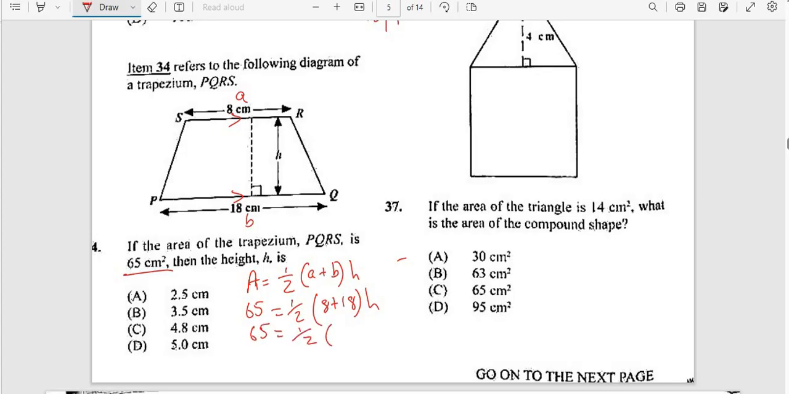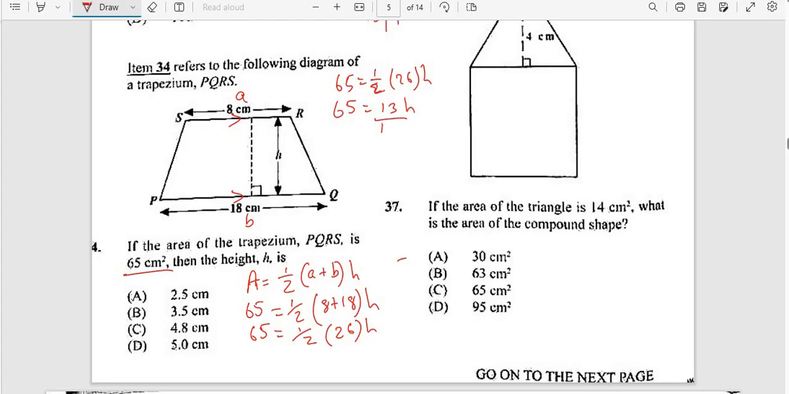And we know 8 plus 18, that's 26 times the height. All right. Let's take this up here. We have 65 equals a half of 26. Okay. Now half of 26 is what? Half of 26 is 13. So that's 13 times h.